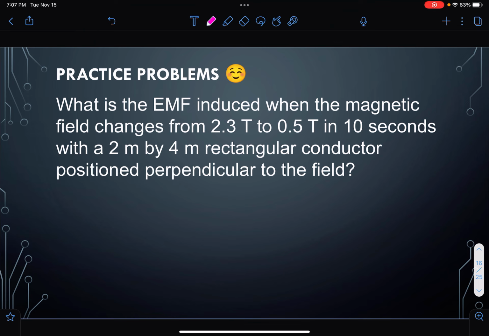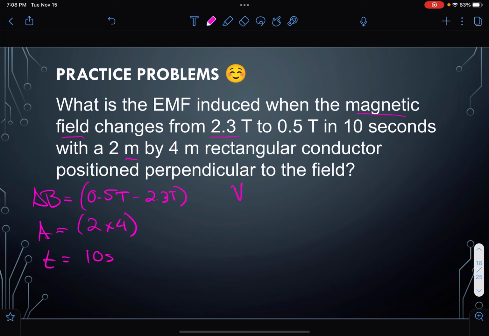Okay, so what is the EMF induced when the magnetic field changes from 2.3 Tesla to 0.5 in 10 seconds. Okay, and it gives us a rectangle. So we know we're finding, I'll write out my given information here. So in this case, I have a changing magnetic field, and it's always final minus initial. So 0.5 Tesla minus 2.3 Tesla. Okay. I know my area is, and these are already in meters, so my area is going to be 2 by 4. And what else do I know? I know some time, which is 10 seconds.